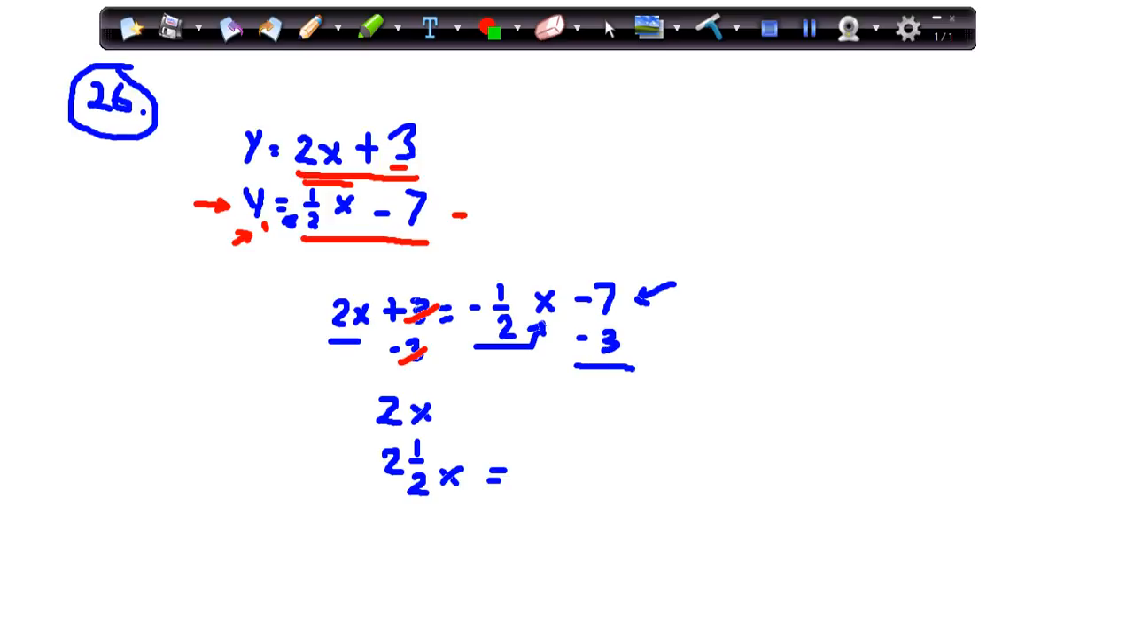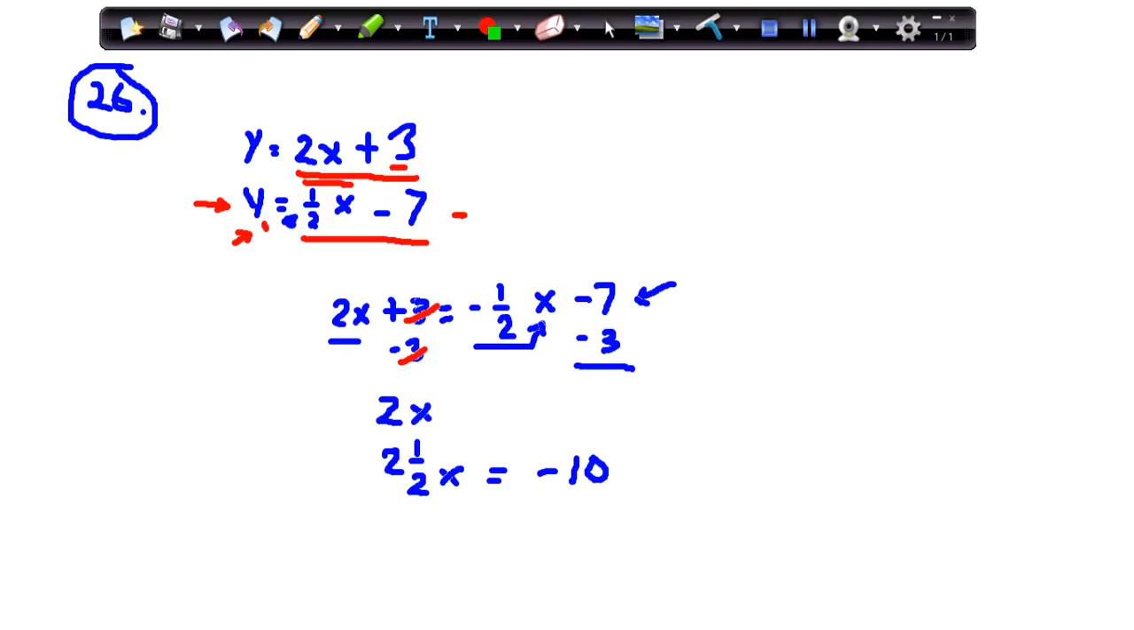This here becomes a negative 10, because a negative and a negative added together is a negative. Negative 7 and a negative 3 is a negative 10. Okay, that's what your problem looks like now. So what do we do from here?